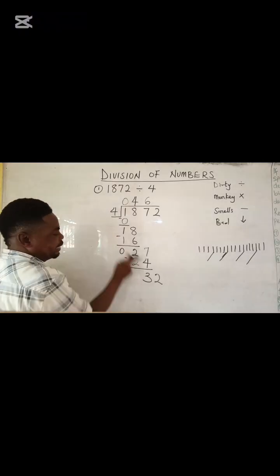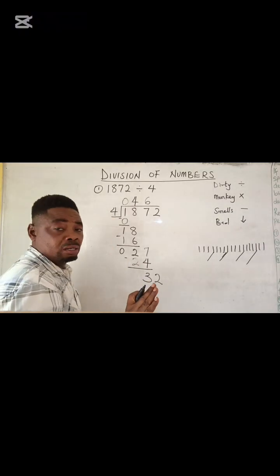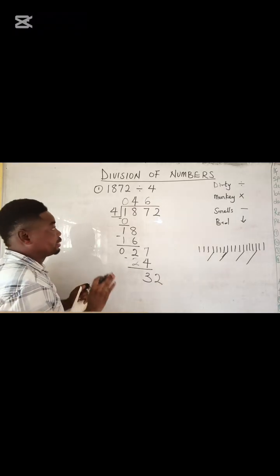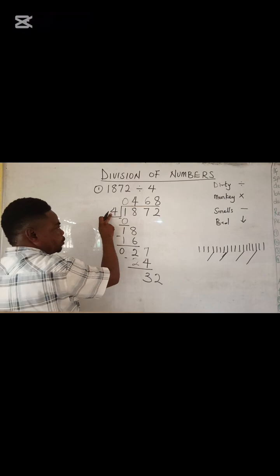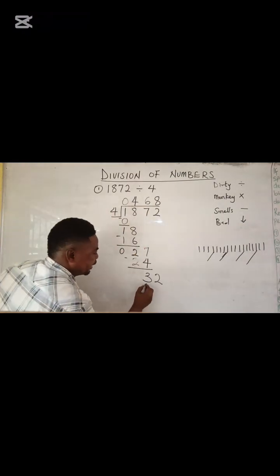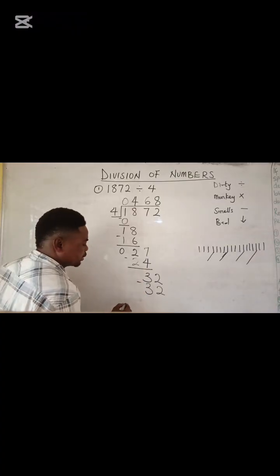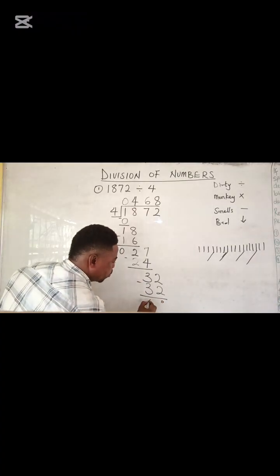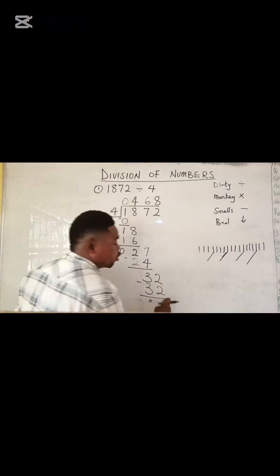Now 4 goes in 32, as in 32 divided by 4. If you count it very well without any distraction, you are going to get 8. So this is 8. 8 times 4, 32. What is the next thing you do? You subtract. You get what? 0. What is the next thing? Bring down. Until you have no number to bring down, you have not gotten your answer.